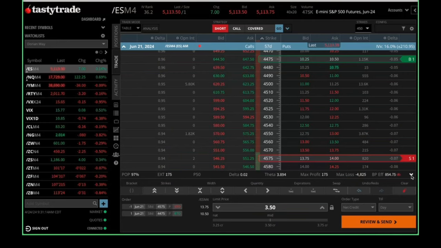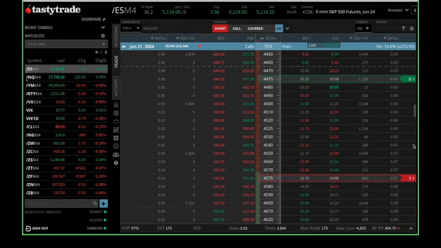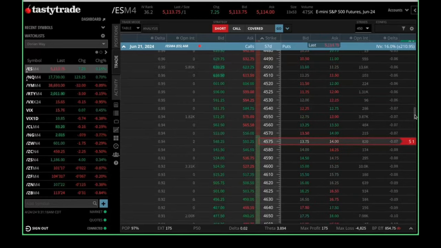What's also impressive is how far we're away from at the money. So we just do the percentage calculation. We take the short strike minus the last price divided by the last price. That's going to give us a percentage of how far we're away from the last price, the at the money. So 45.75 minus 51.13 divided by 51.13. So that's 10.5% away.